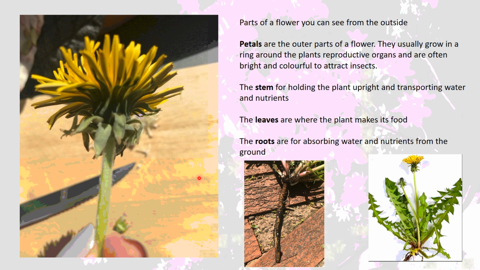Okay then, so let's have a look at the parts of the dandelion we can see from the outside. First of all, we can see the petals. They are the outer parts of the flower. They're normally really bright and attractive and colourful and have a beautiful scent, which is to attract insects. And that is to help in pollination, which we will look at in another lesson.